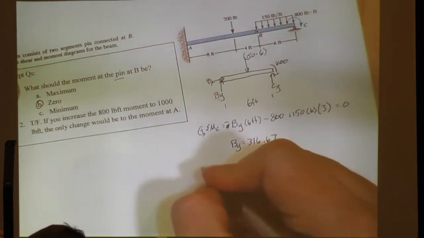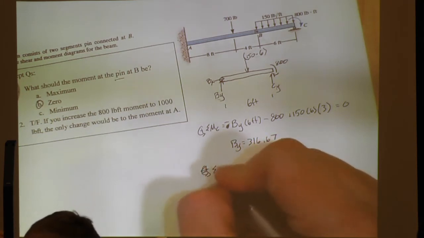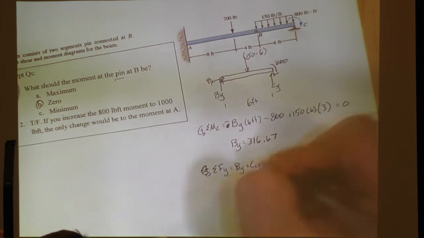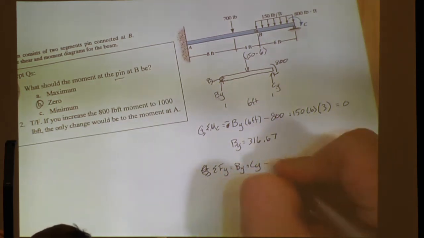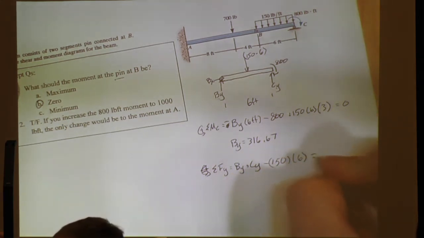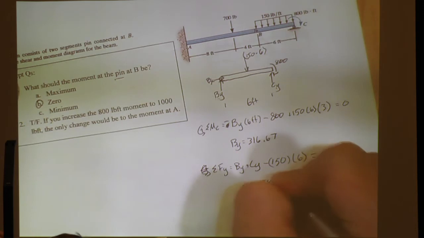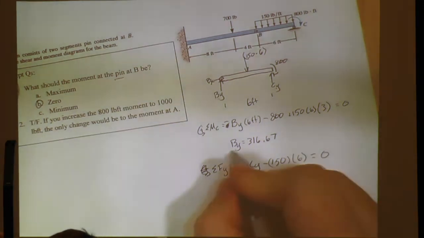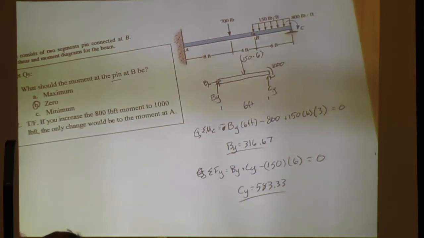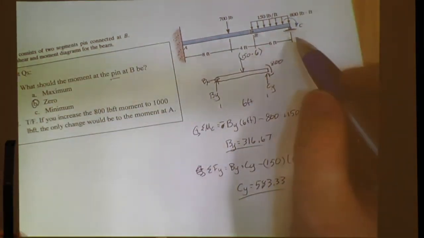And then to solve for CY, we just do the sum of forces in Y. BY plus CY minus 150 times 6 equals 0. So our CY equals 583.33. Anybody have any issues with those? Nope. All right. And now we can just treat the entire beam as one because we have CY.